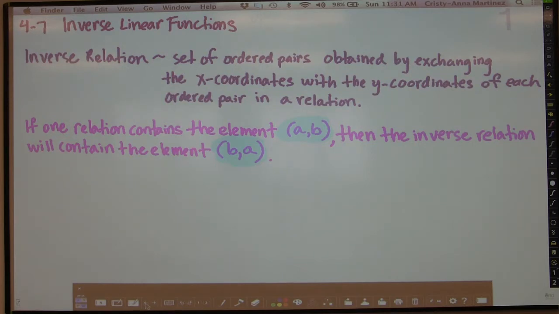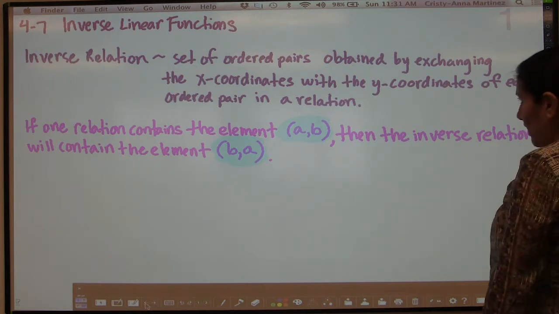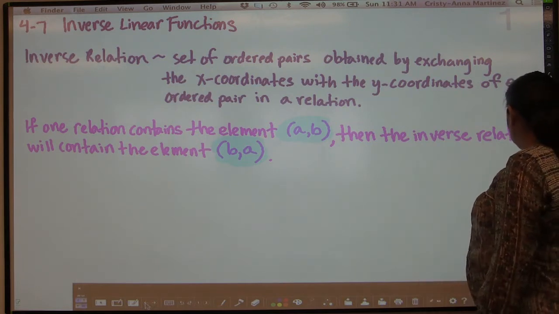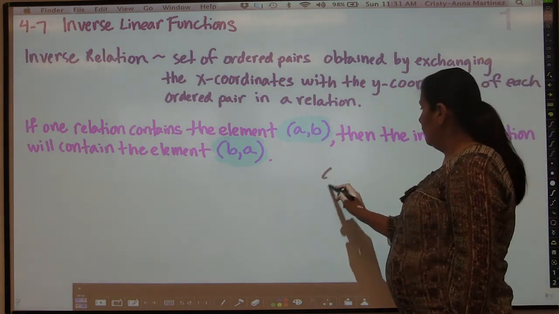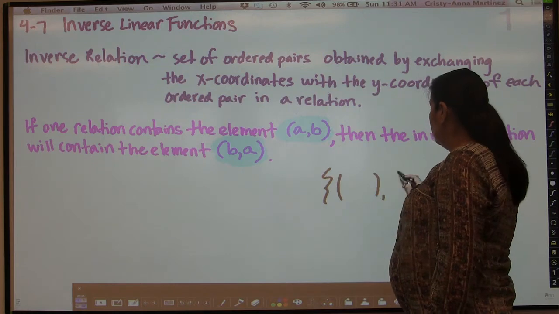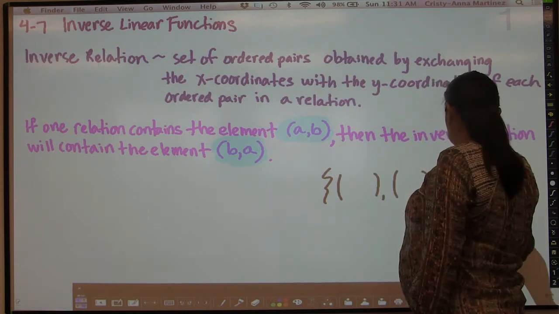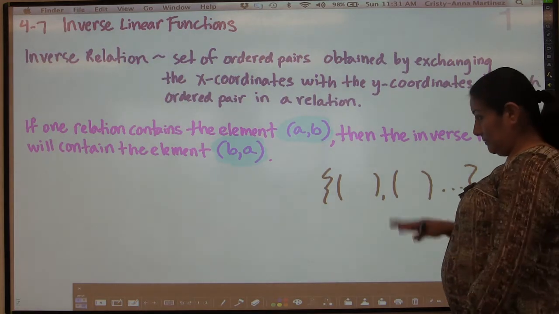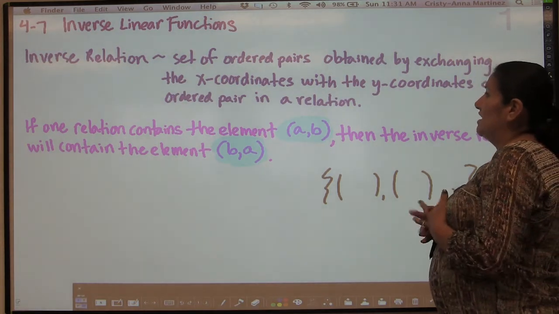First and foremost, I want to give you a definition of an inverse relation. You will recall that in the past we've had relations, and relations look like sets of ordered pairs. They have the little brackets, and then there's all the ordered pairs. We'll see that in the examples in a few minutes, but first I want to give you a definition.